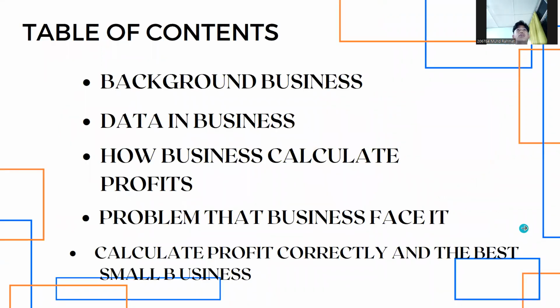Okay, we move to the table of content. The table of content refers to the background of businesses, data in businesses, how the businesses calculate profit, problems that businesses face, and the last one is calculate profit directly and the best small businesses.